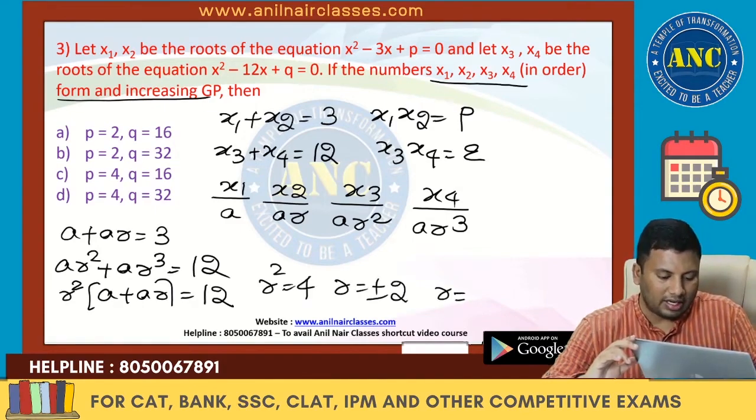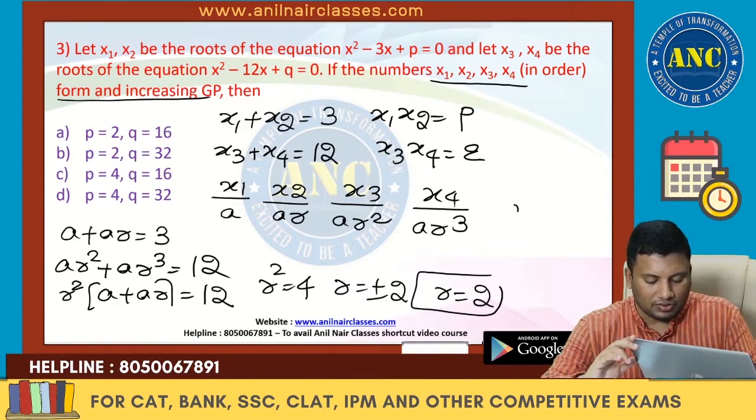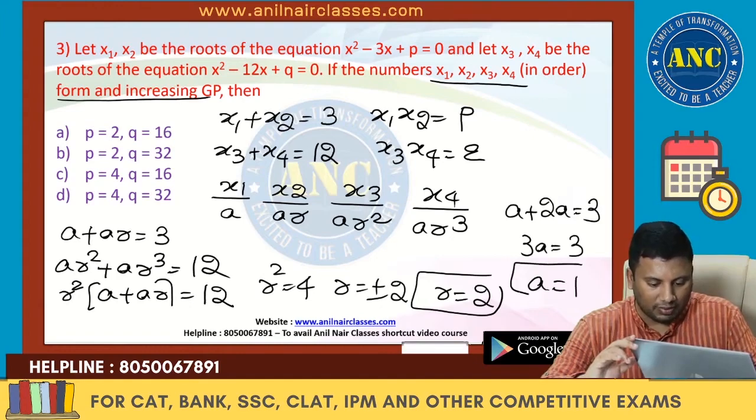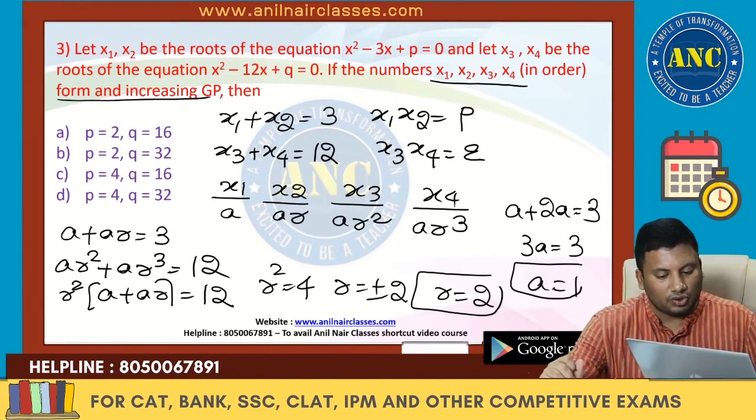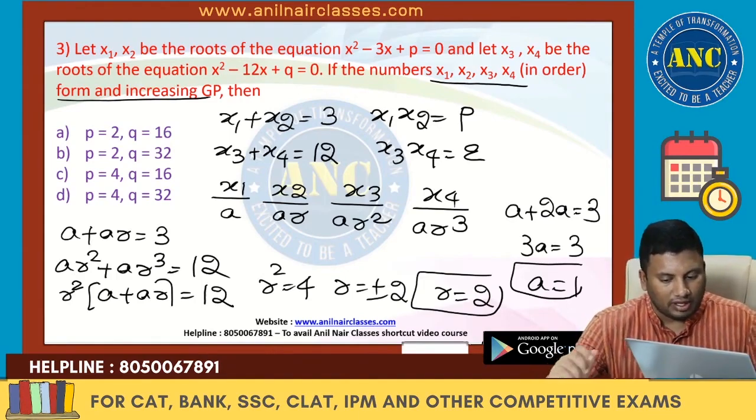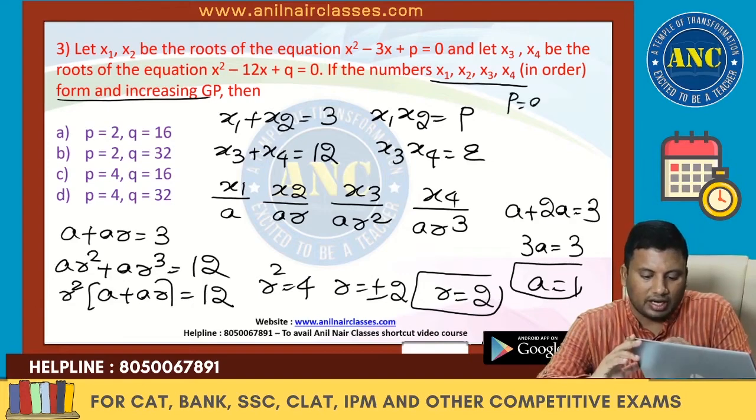Let me take the r value as 2. If r is 2, this becomes a plus 2a equivalent to 3, so 3a is 3, and the a value is 1. So what do we require? We require the product of x1 and x2, and the product of x3 and x4. What is x1 into x2? It is a into ar.